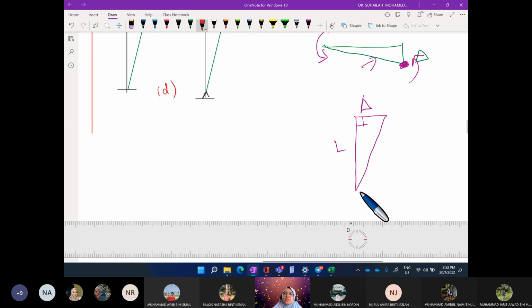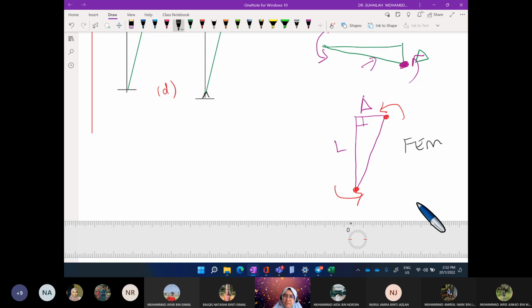And the moment always pushes this point to its original position. So we have moment like this. We have moment like this. So we will apply this principle in our assumption. So the red one is representing FEM.